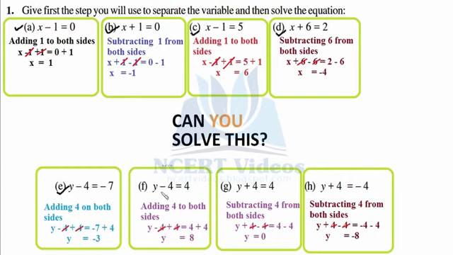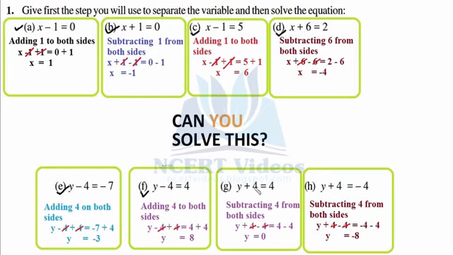F part, y minus 4 equal to 4. Now adding 4 on both sides because it is negative 4, so we will introduce plus 4. Therefore adding on both sides, cancel out, y as it is, 4 plus 4 is 8.